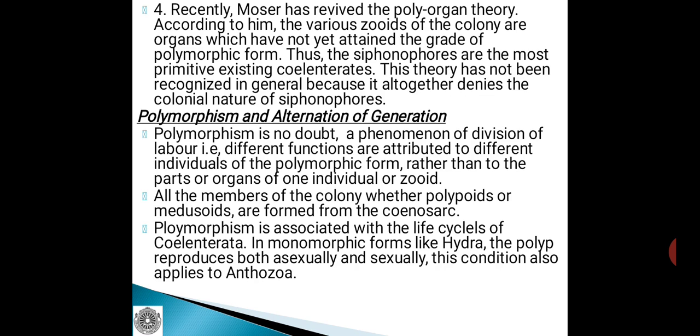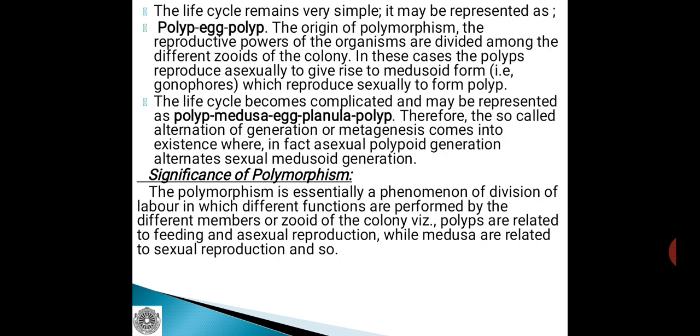Polymorphism is associated with the life cycles of coelenterata. In monomorphic forms like Hydra, the polyp reproduces both asexually and sexually, and this condition also applies to Anthozoa. The life cycle remains very simple. It may be represented as polyp, egg, polyp.